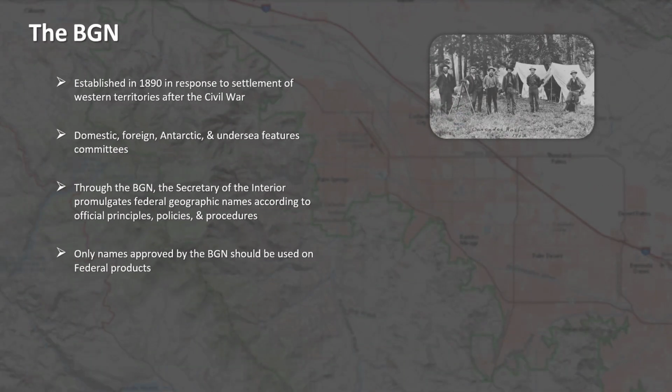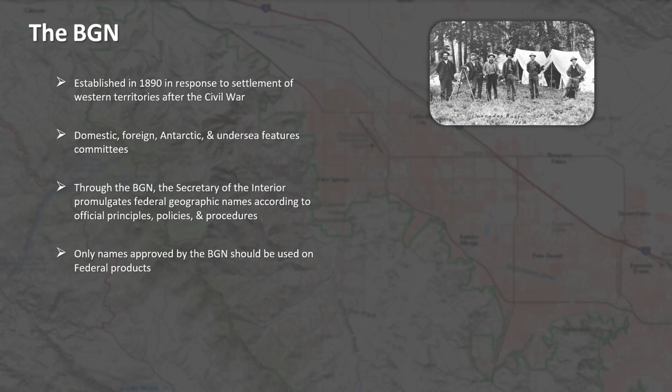The BGN was created in 1890 and established in its present form by public law in 1947, following the surge of exploration, mining, and settlement of Western territories after the American Civil War, when geographic name inconsistencies and contradictions became a serious problem to surveyors, map makers, and scientists.